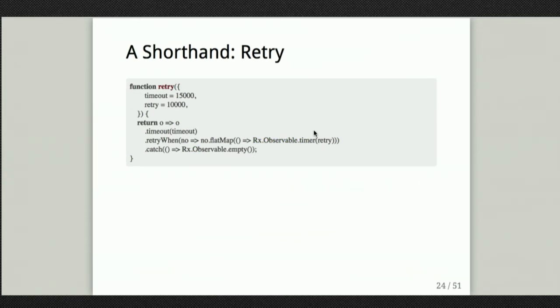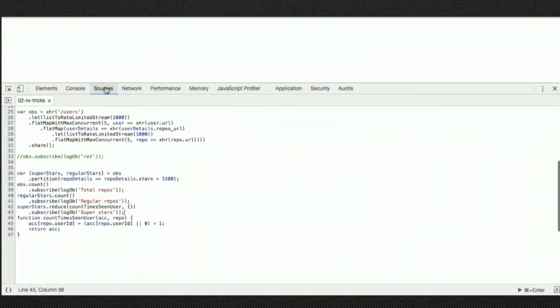And so that's a few things. So we're going to make yet another shorthand, which is called retry. We're going to default it to these values. And so what we're going to do is we're going to just toss this into places where we want a timeout. If there's a failure or a timeout, we want to retry and then catch any errors. Okay? So let's add that to our mix.